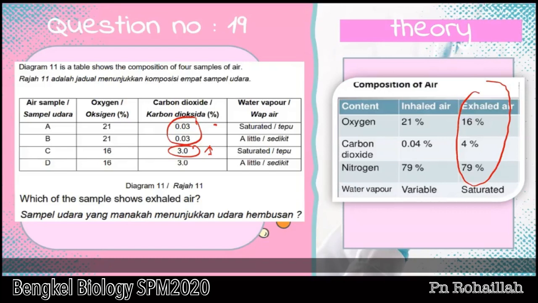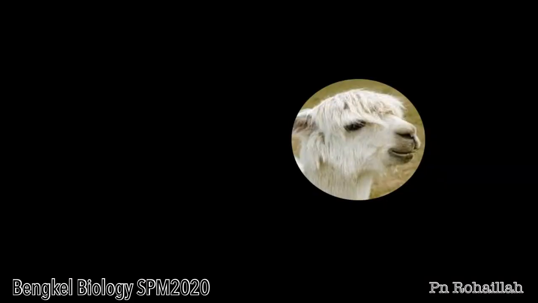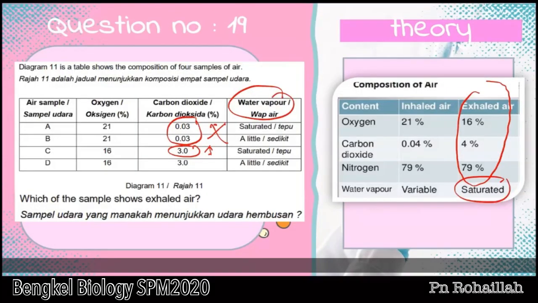So, we inhale oxygen, we exhale carbon dioxide. So, exhale mestilah carbon dioxide tu the higher percentage. So, yang ni salah lah. So, the answer is, okay, either C or D. So, now, okay, if you notice, bila you look at the water vapor for exhale is saturated. So, the answer is C. Boleh? Next. Question number 20.